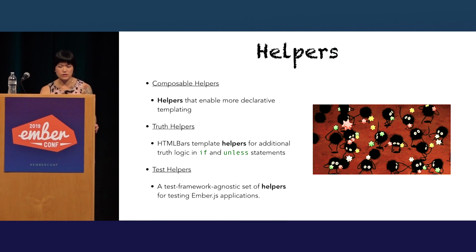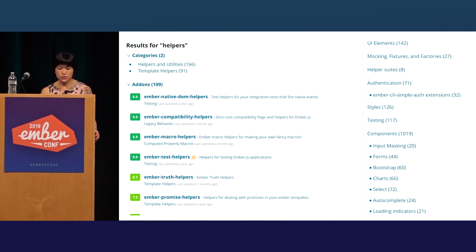So it's interesting because we have basically JavaScript functions that can be used inside of handlebars templates, and then we have other JavaScript functions that can be used inside of your tests. So essentially, helpers are JavaScript functions. And also, if you search for helpers within Ember Observer, you can see there's over 100 results. So again, lots and lots of helpers. Maybe choose a different name when you create your next add-on.